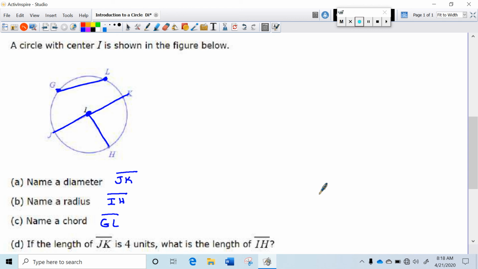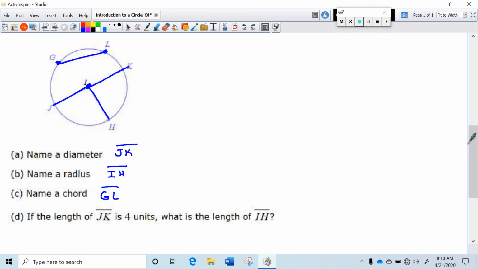Okay, the length of JK, now we just said JK was a diameter, so the diameter is 4. What's the length of IH, which we said was the radius? Well, the radius is half of the diameter, so 4 divided by 2 is 2.